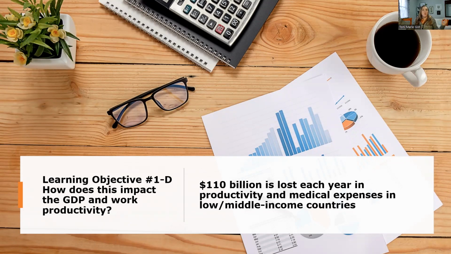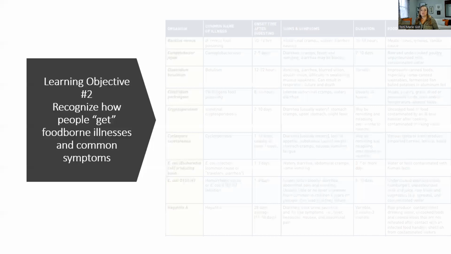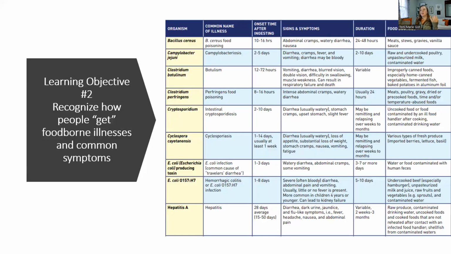And if you're wondering what this looks like, what does a foodborne illness look like with regard to how you get it, how long it takes between the time you're exposed to it and the time you start having signs or symptoms, and what some of those signs and symptoms are. So when we look at this, we want to notice that here with this chart, we have many different organisms that can cause illness. We've got Bacillus cereus, we have botulism, we have E. coli, and hepatitis.